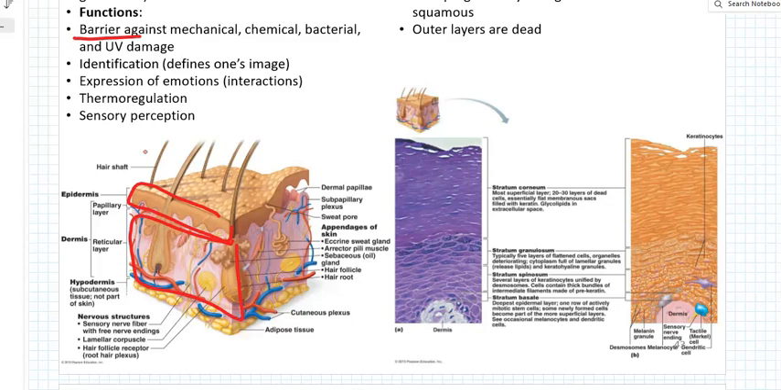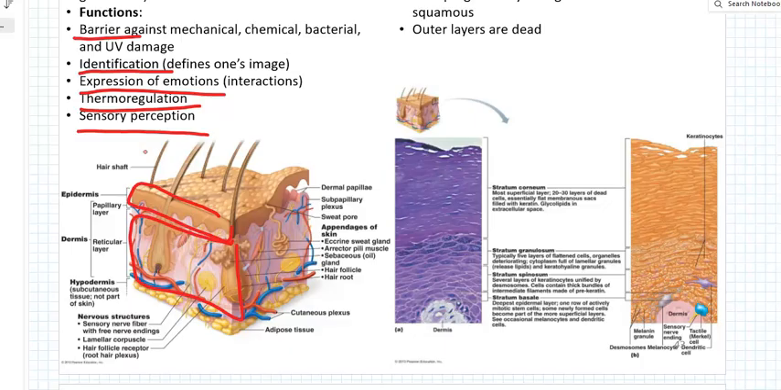Prevents the loss of water, prevents the entrance of microorganisms, protects against mechanical, chemical, infectious, and UV light induced problems. You can argue that it's important homeostatically for identification, communication, but even to the extent that all external features are important for reproduction because we find mates based on a number of characteristics, and many of them are external. It is a key partner in thermoregulation, and of course, a lot of sensory perception.